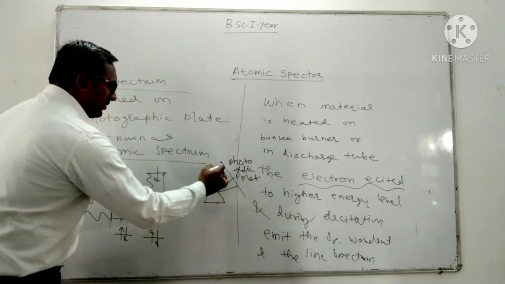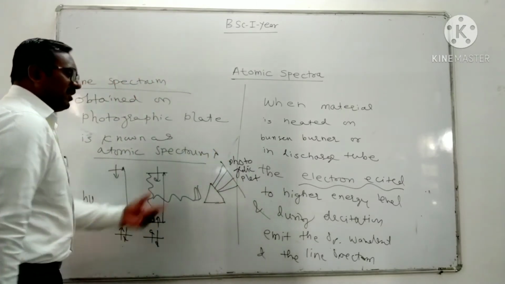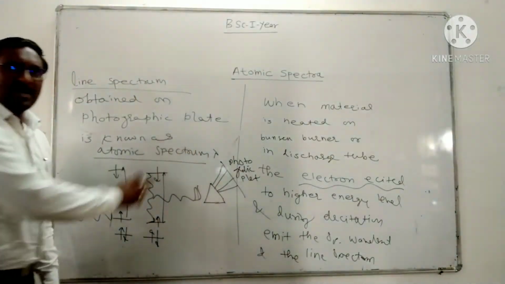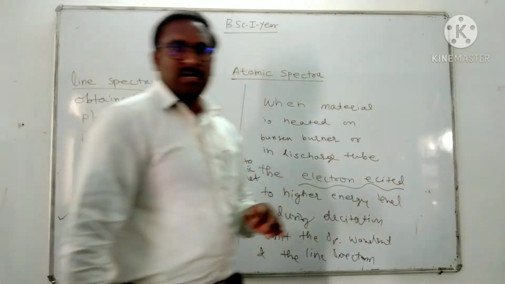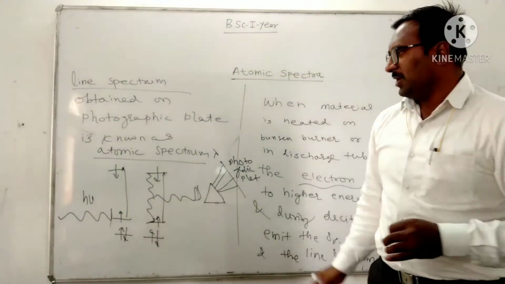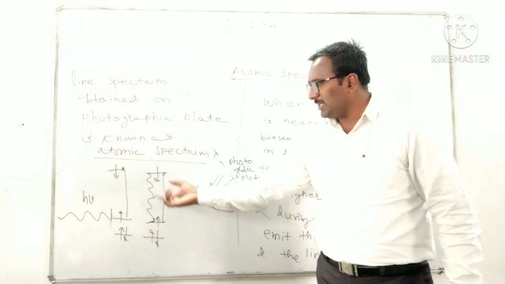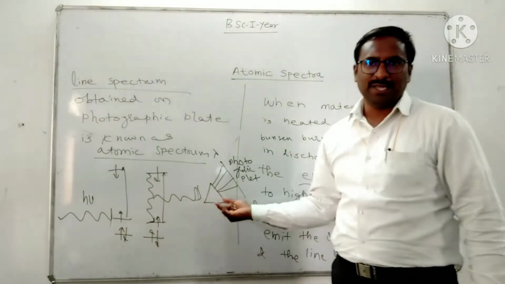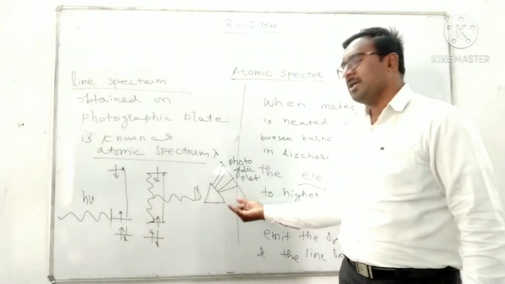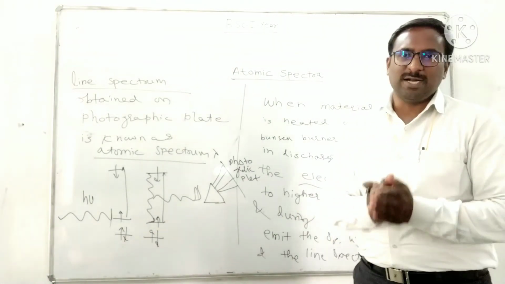This line spectrum having different wavelengths is known as atomic spectrum. So this is atomic spectrum, which is nothing but the excitation of electrons, and during the excitation process they emit radiation, which is monitored by the spectroscope. So this is atomic spectrum.